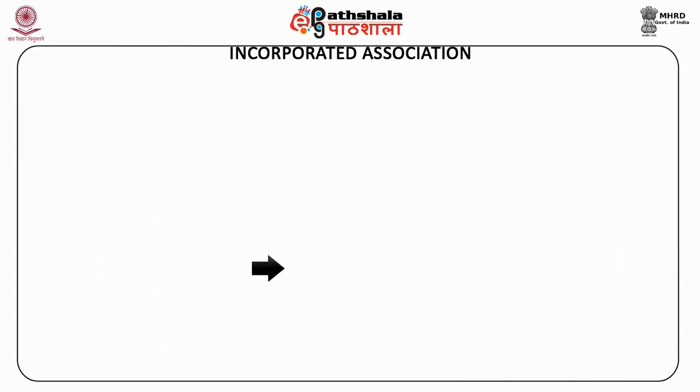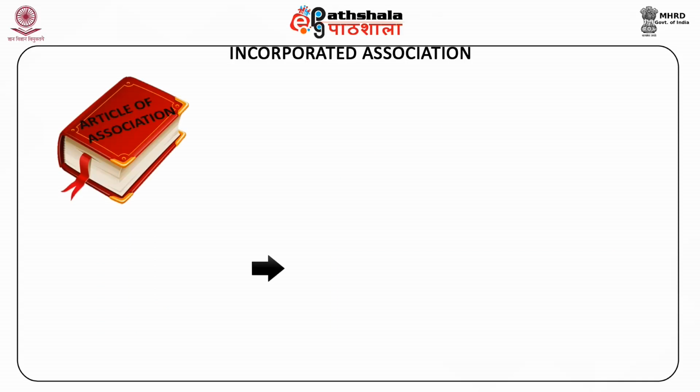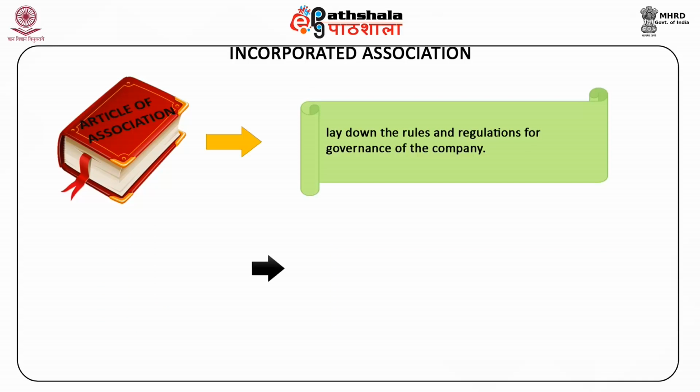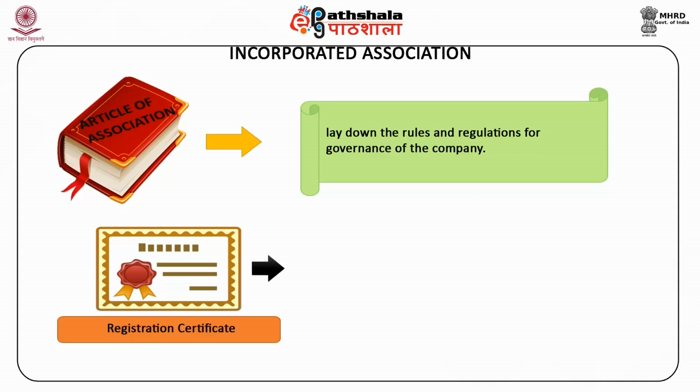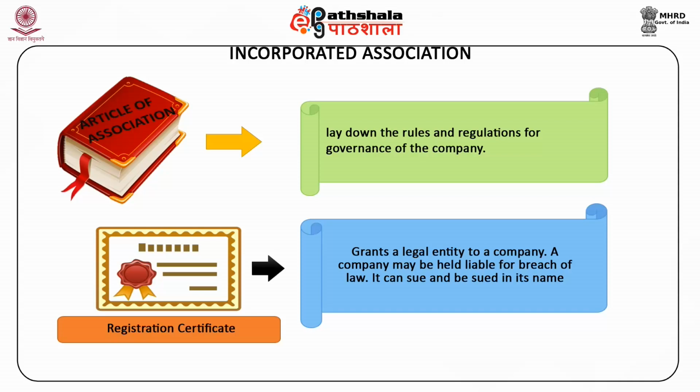The other important document is the Articles of Association, which lays down the rules and regulations for governance of the company. The Registrar's Certificate, or the Certificate of Incorporation, grants a legal entity to a company, enabling it to discharge functions such as entering into contracts, purchasing, owning, and holding of properties. A company may be held liable for breach of law. It can sue and be sued in its name.